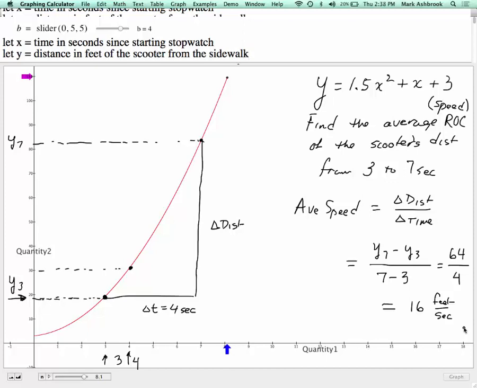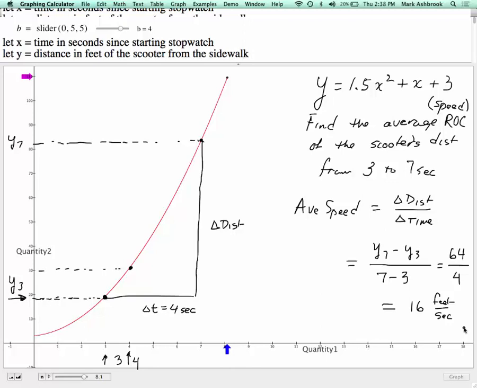Okay, so he would need to travel on a scooter 16 feet every second to cover this amount of distance in this amount of time. Right? Average speed. It's the constant speed. So this is one number. It has to be a constant speed. It's like an equivalent constant speed to how far he went in the time he went.